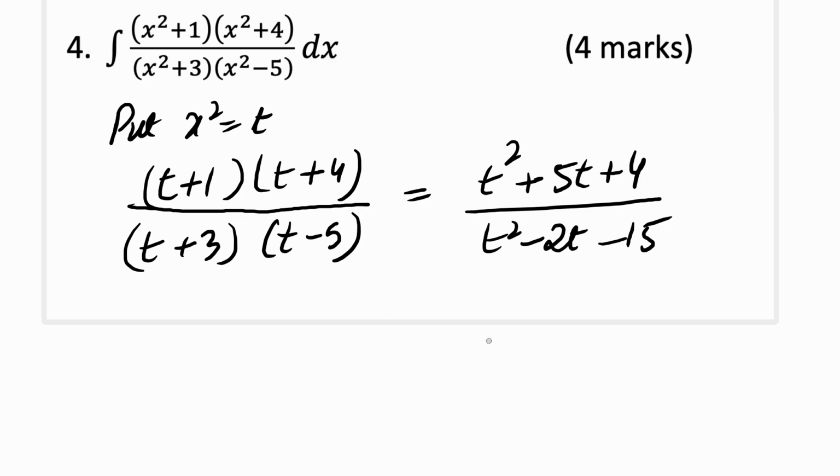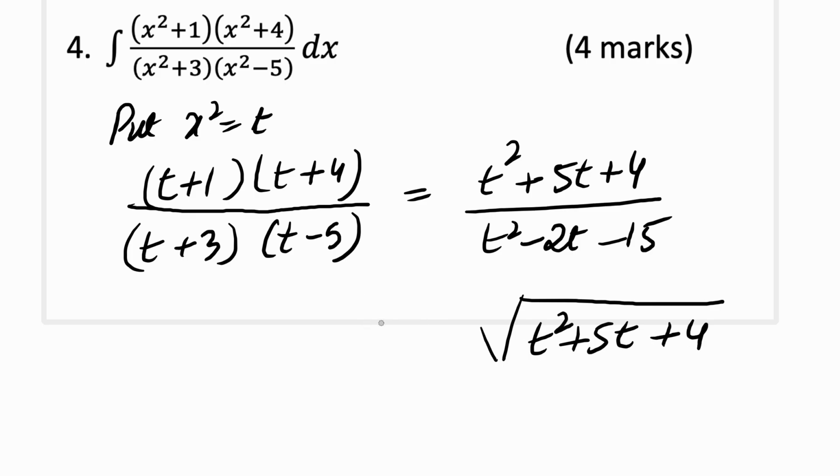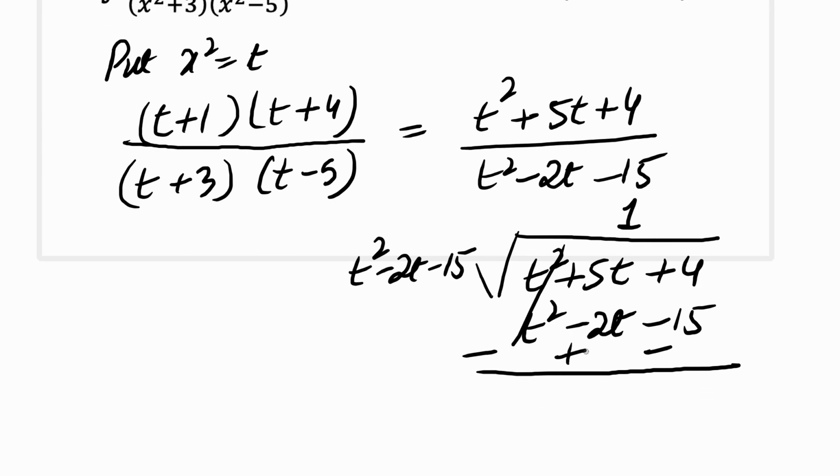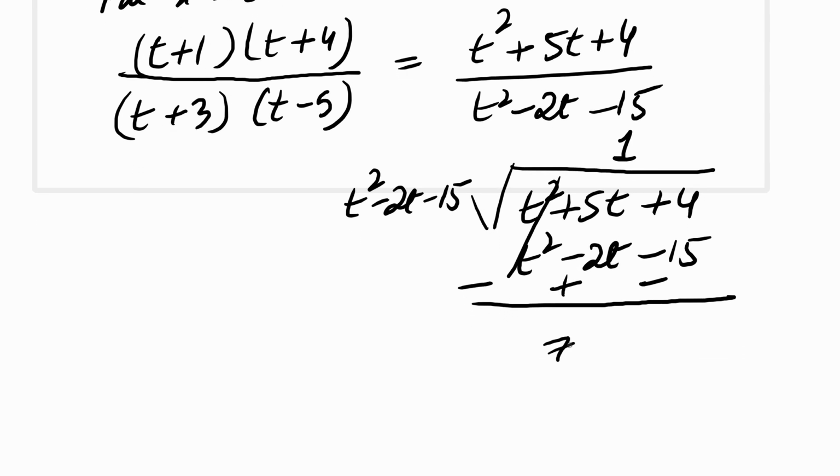So what we will do, we will divide over here, like you used to do in small classes, t square plus 5t plus 4 divided by t square minus 2t minus 15, quotient 1. What will I get? T square minus 2t minus 15, minus plus minus, this will cancel out. What will I get? I will get 7t plus 19.